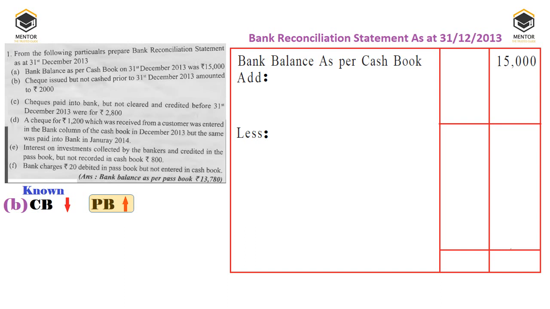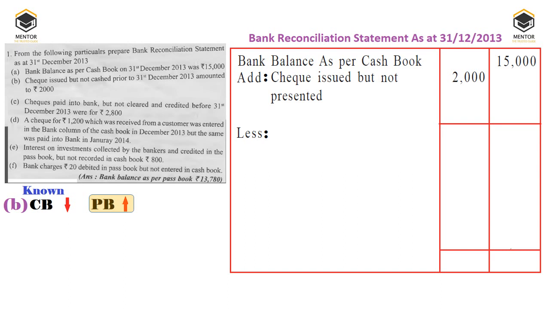So what is the movement in the passbook? If you see the arrow, it is going up. Whenever you find an up arrow, you need to add. Whenever you find a down arrow, you need to deduct. Which one do we need to take up? The unknown one. The unknown is the passbook, which we need to find out. Therefore, we need to add checks issued but not presented for payment. How much? 2000. When we add this to the cash book balance, then only we'll get the passbook balance.